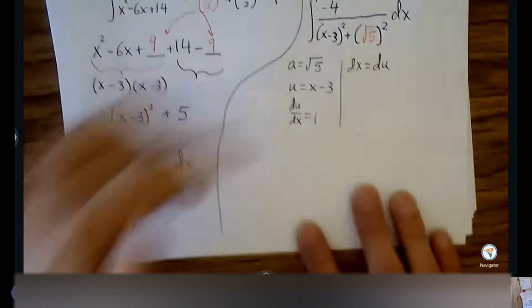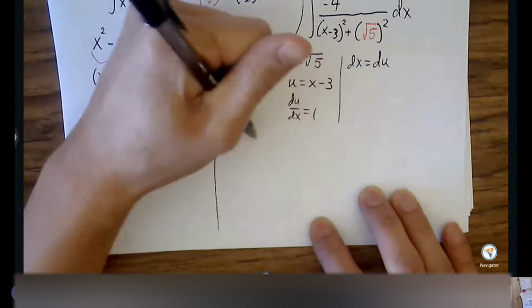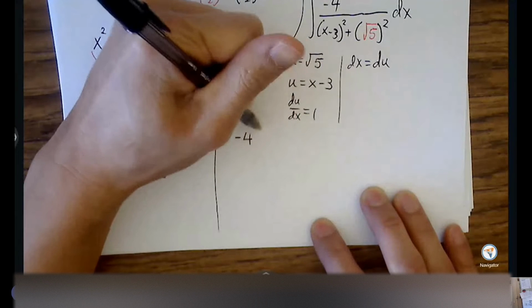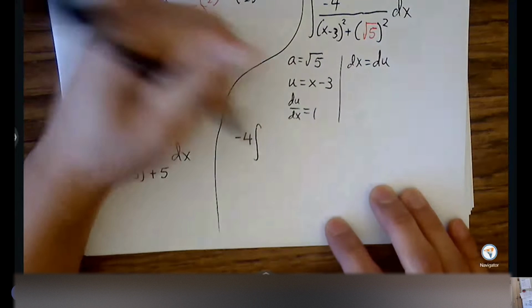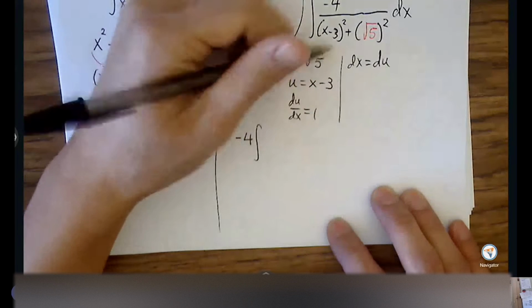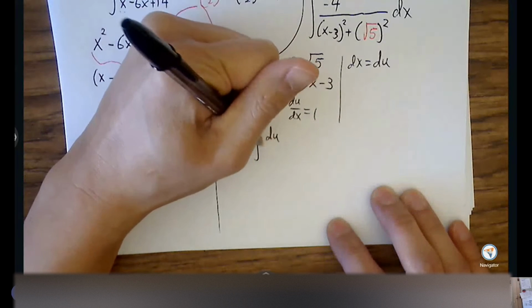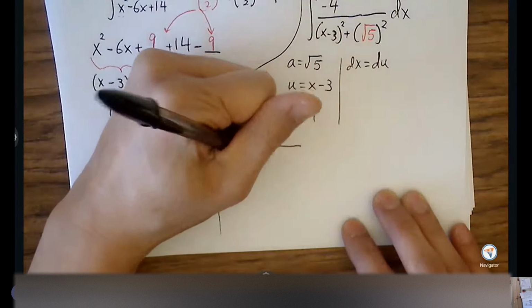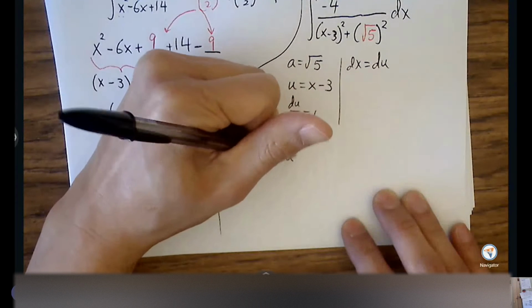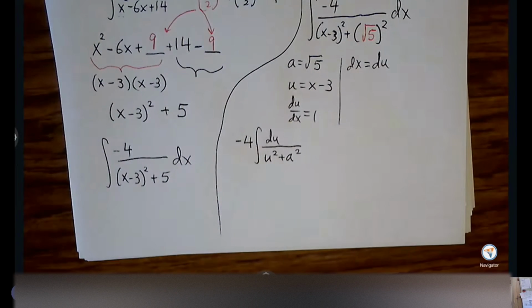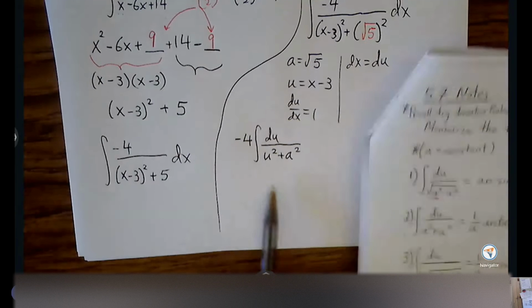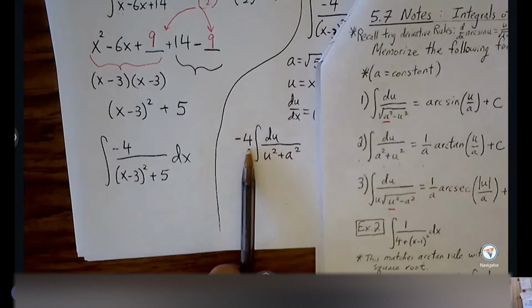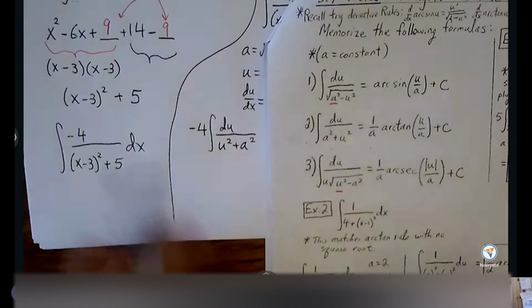Okay, make my substitution. I can push the -4 out in front. I know that's the coefficient that I can put up there. dx becomes du. And then x minus 3, that's my u squared. And once I get past that -4, I've got a perfect match, right?